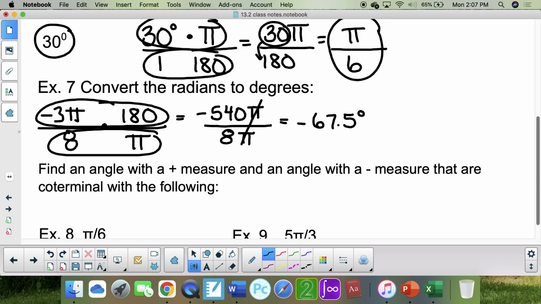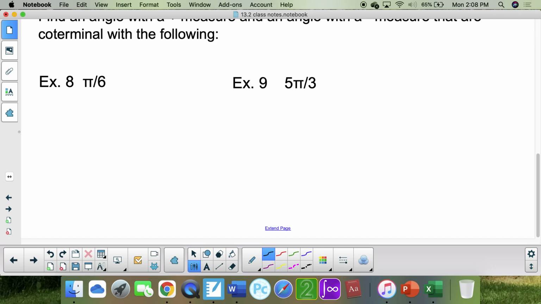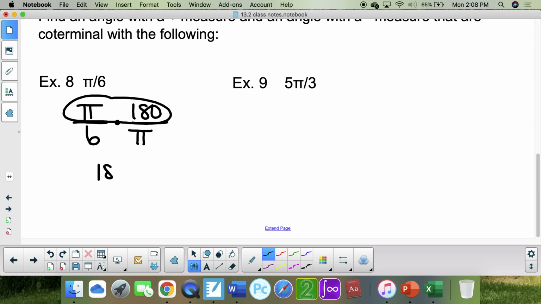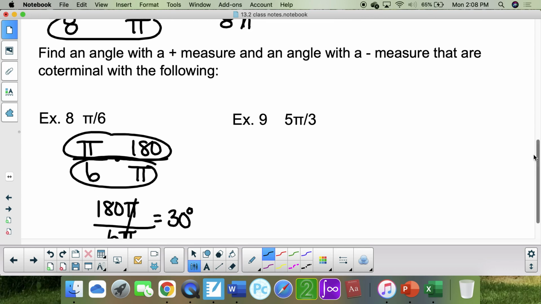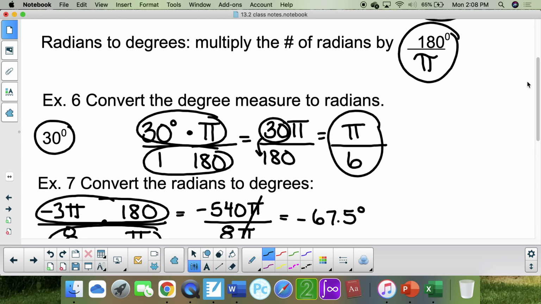Let's do a couple more, and then that's about it for the day. Pi over 6, you multiply it by 180 over pi. Multiply the numerator, you get 180 pi. Multiply the denominator, you get 6 pi. The pi's cancel out, 6 goes into 180, 30 degrees. 30 degrees is the same thing as pi over 6, and I think we did it up here. We changed 30 degrees into pi over 6 just to show you.